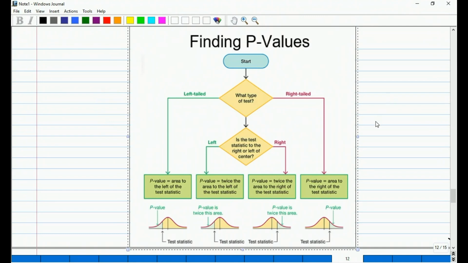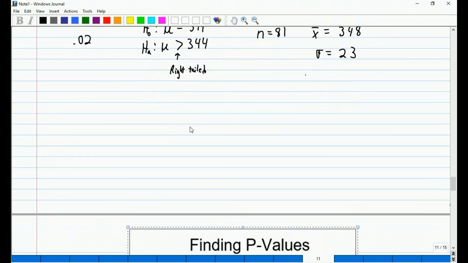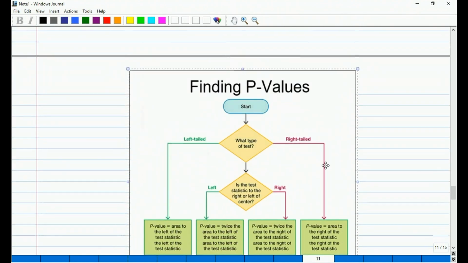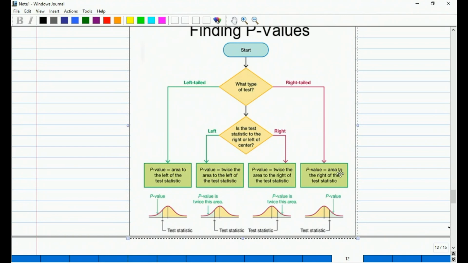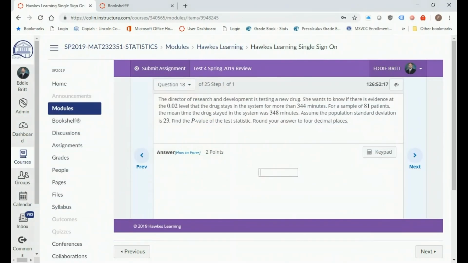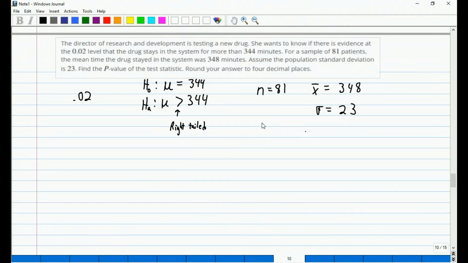All right, so if you're looking for a p-value, you need to know if it's left-tailed or right-tailed. And our problem, remember, if we scroll back up, was right-tailed. So for right-tailed, the p-value is going to be the area to the right of the test statistic. So we have to figure out the test statistic and then use our z-score charts to find the area. Okay? And that'll be our p-value. So we need to calculate the test statistic. Now, since the population standard deviation was given, we know that it's a z.